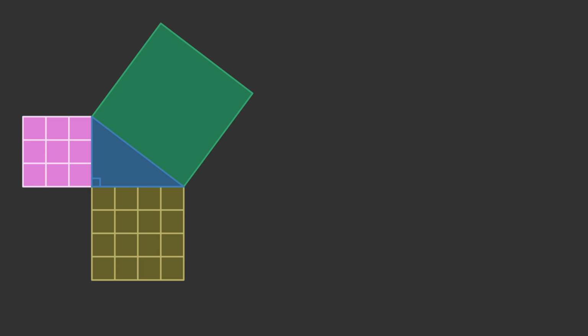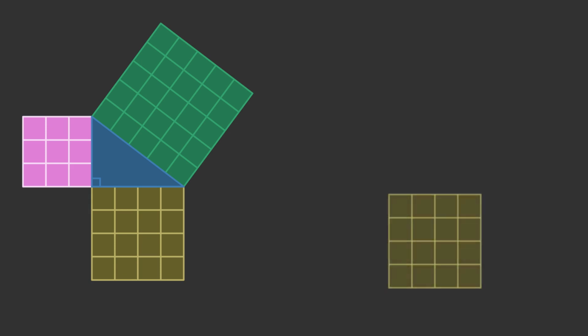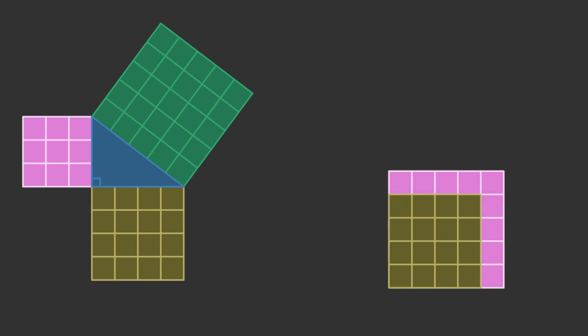Side C has length 5, so we can divide that square into 25 squares, also with length 1. All of the small squares are the same size. If we take the 16 squares from side B, then add the 9 squares from side A, we can see that this creates a square of exactly the right size to match side C.